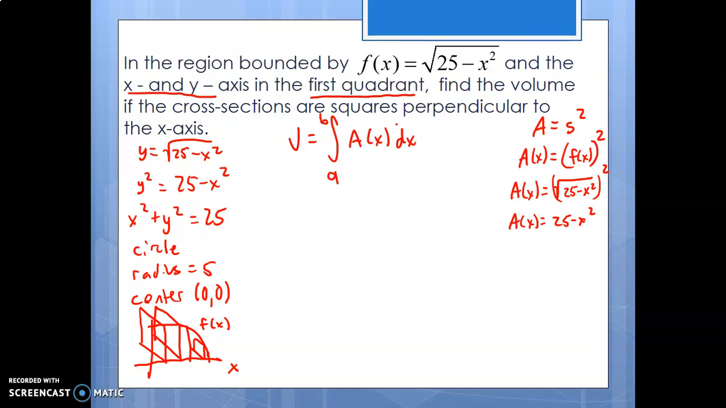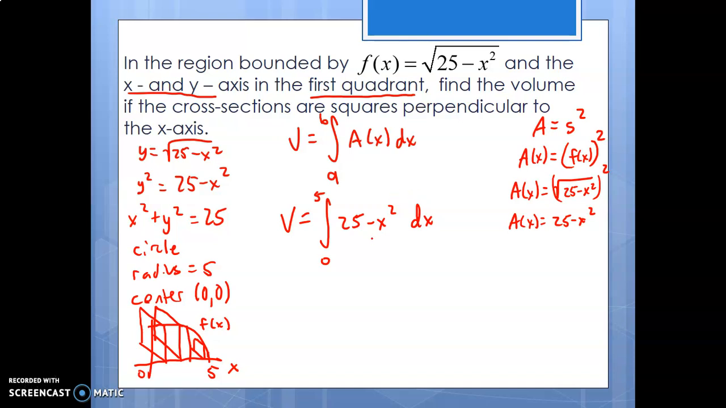So now I can plug that in. My limits are going to be x values. We started at 0, and then since we had a radius of 5, we're going out to 5. So I'm going to do the volume is the integral from 0 to 5. My a of x function was 25 minus x squared dx.